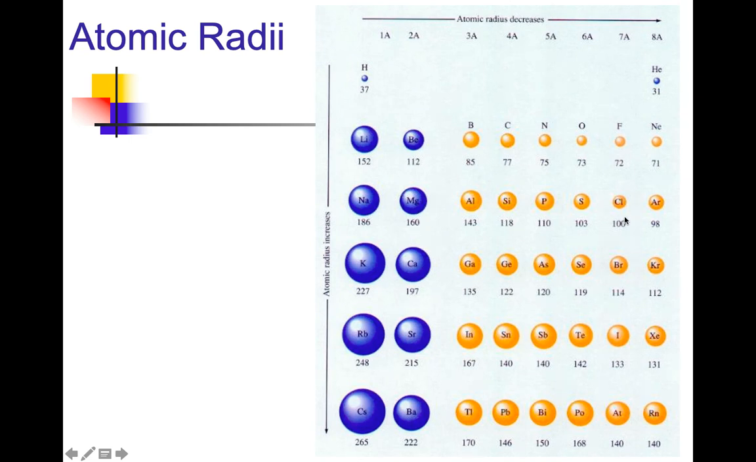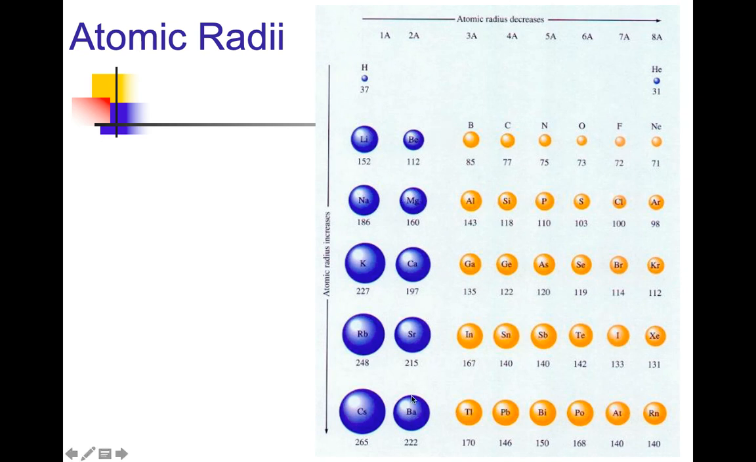Also, using your period trends, if I asked you, well, what atom would be larger, magnesium or chlorine? And hopefully, using your trends just on a normal periodic table, you would be able to say, well, magnesium would be larger than chlorine, because the trend is as you go across the periodic table, atoms tend to get smaller. But let's take that a step further.